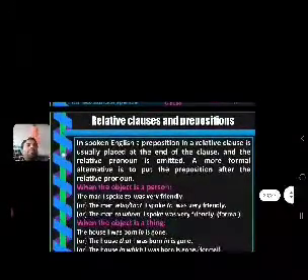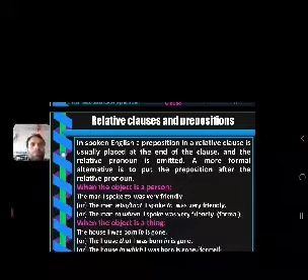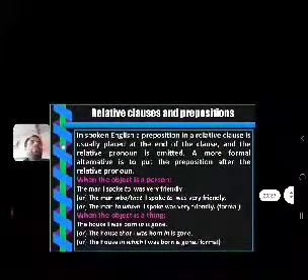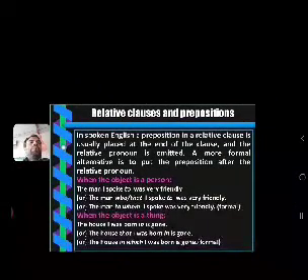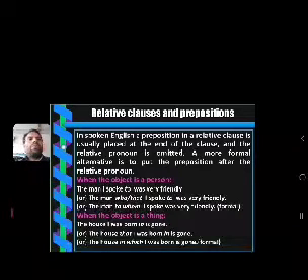Here, see some more information about relative clauses and prepositions. In spoken English, a preposition in a relative clause is usually placed at the end of the clause, and the relative pronoun is omitted. Yes, remember that. A more formal alternative is to put the preposition after the relative pronoun. Yes, this is one of the important things in using the relative pronoun.